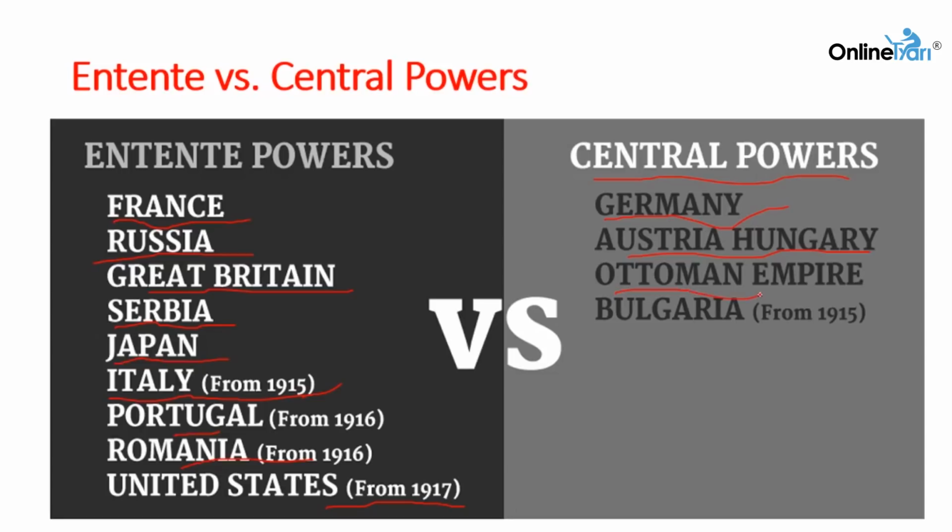The Ottoman Empire had already lost its major territories in the first two Balkan wars, where the Balkan League acquired whatever territories were left by the Ottoman Empire. So Turkey joined the war later, and even Bulgaria joined the war later. So this was the basic formation of the First World War.